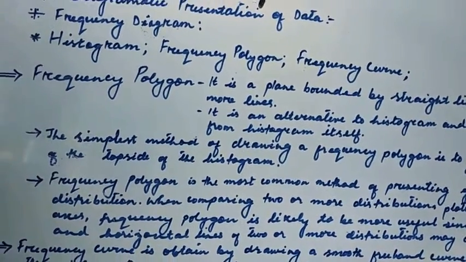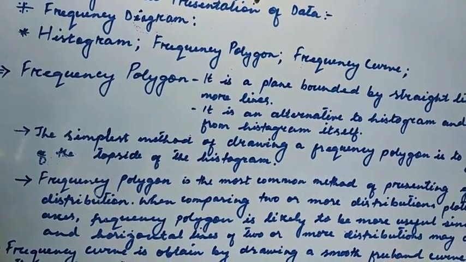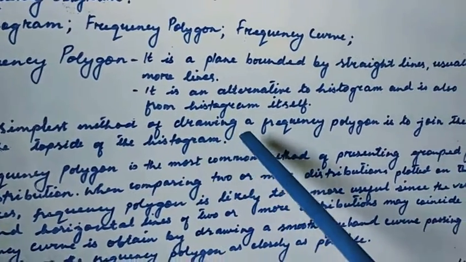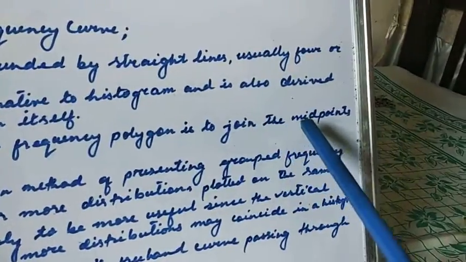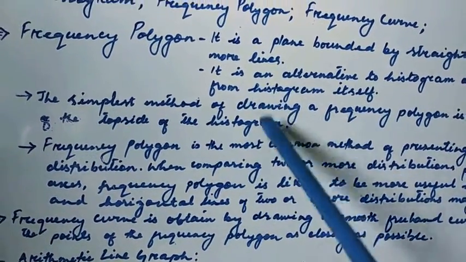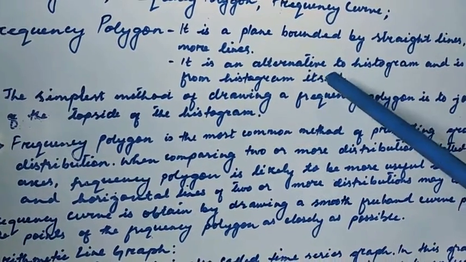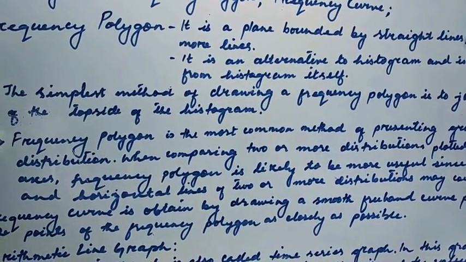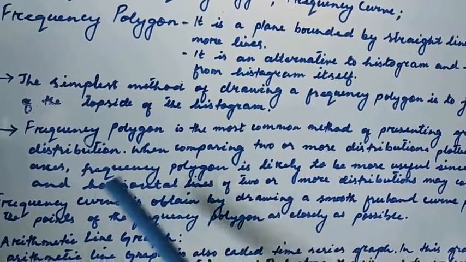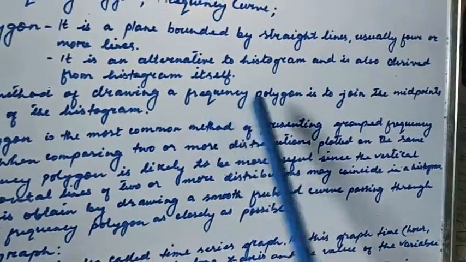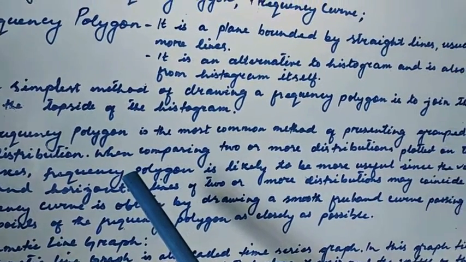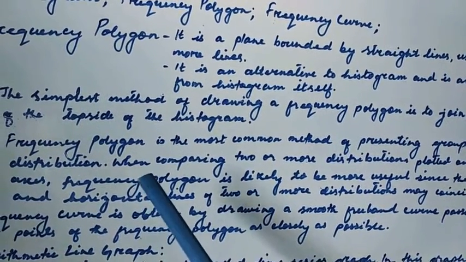So how do we derive a frequency polygon from a histogram? The simplest method of drawing a frequency polygon is just to join the midpoints of the top side of the histogram. If we join all the midpoints of the top side of the histogram, what we get is a frequency polygon. The frequency polygon is the most common method for presenting group frequency distribution. So for group frequency distribution, we often use the frequency polygon.